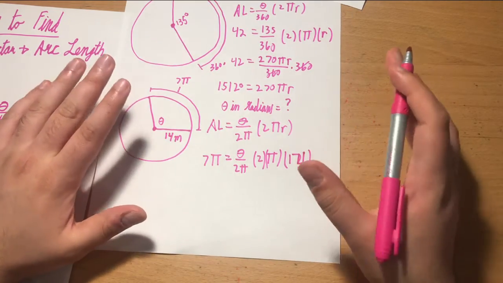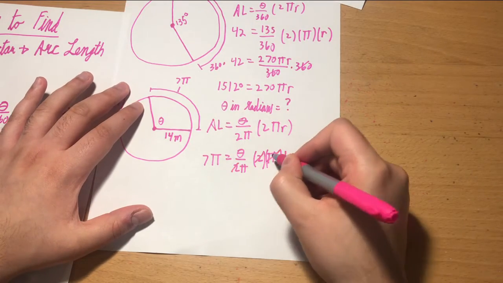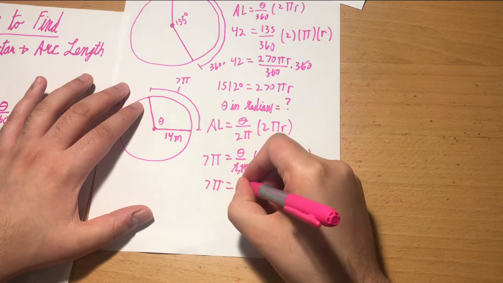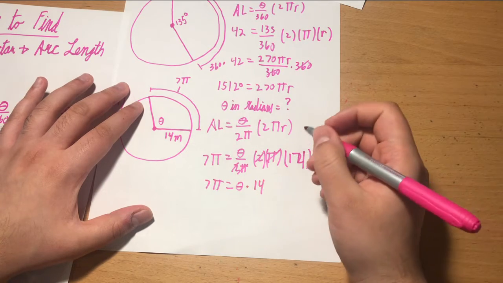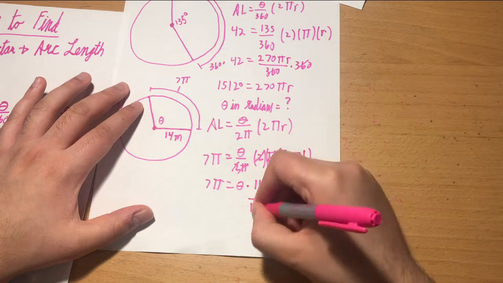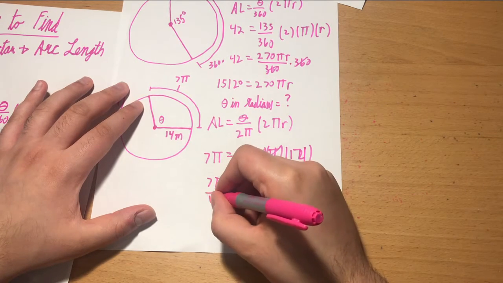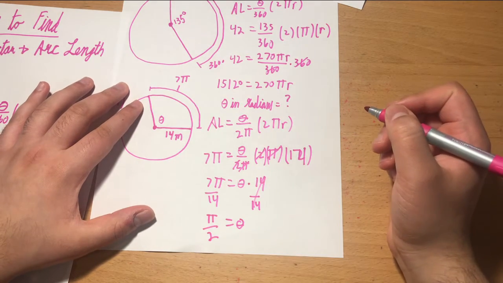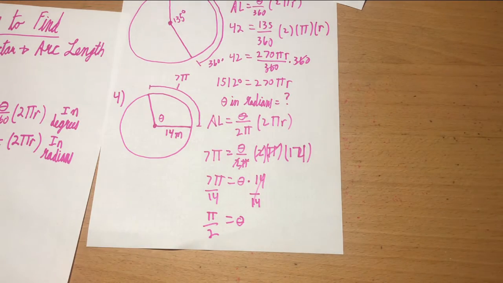Okay. Now, from here, we just do some algebra. I'm going to cancel out these terms, right? The idea is to get theta alone. And I'm left with 7 pi equals theta multiplied by 14. And then I divide by 14 on both sides. And theta, my angle measure, is equal to pi over 2 radians. All right? So that's it for arc length.